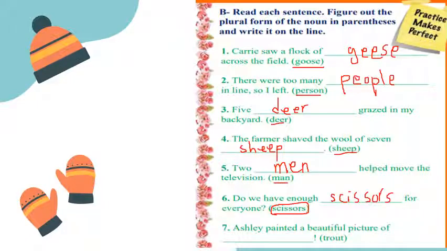Ashley painted a beautiful picture of trout. Do we say trouts? No, it's mentioned in the list of irregular nouns. We say trout. Okay?